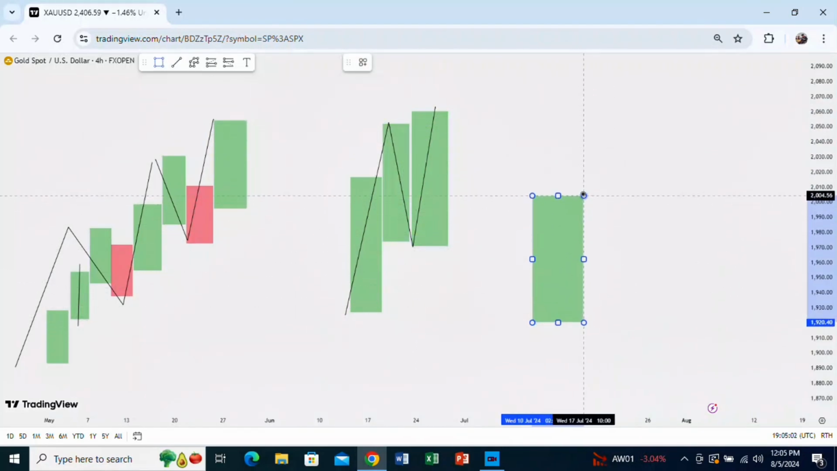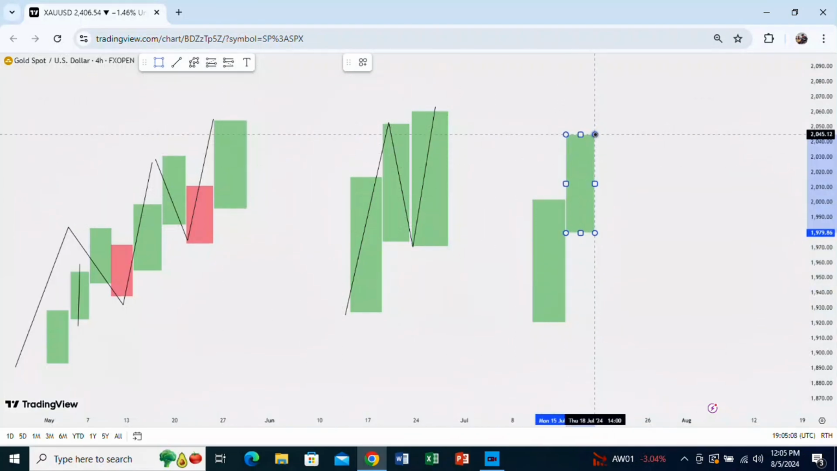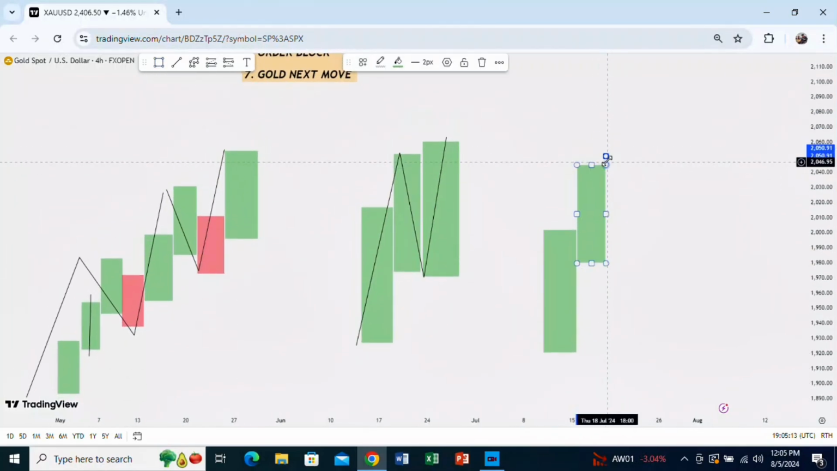Now, if you get something like this, we draw this. You get these closing candles, and then you get a bearish candle, which sweeps both the high and the low of the previous candle.